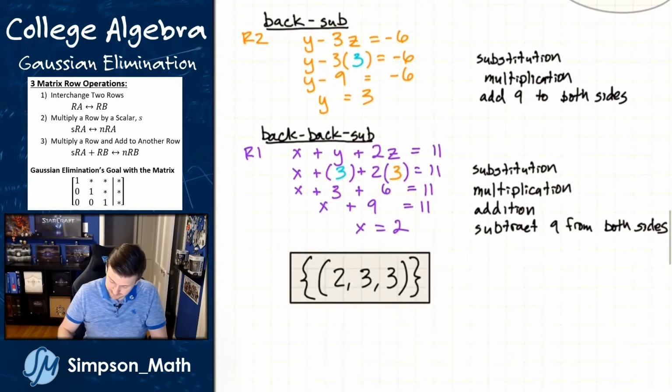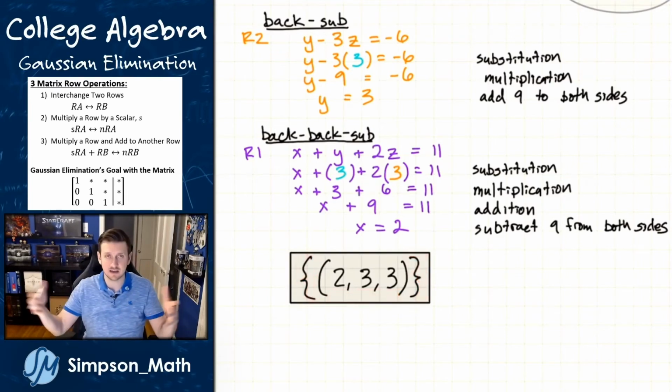And then we simplify. We multiply, we get 6, add the 3 with that 6, and we get 9. Subtract the 9 from both sides, and x is 2. So we can then write this as an ordered triple, because we have three variables, x, comma, y, comma, z, and then again put it in that set notation, because it's our solution set, though there's just one thing in that solution set.